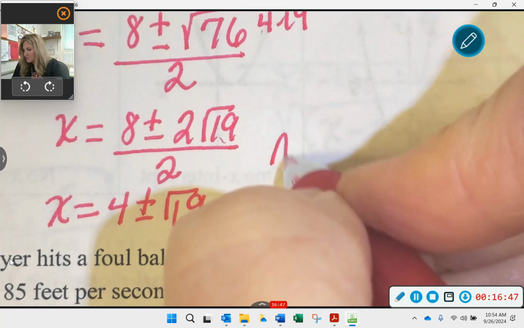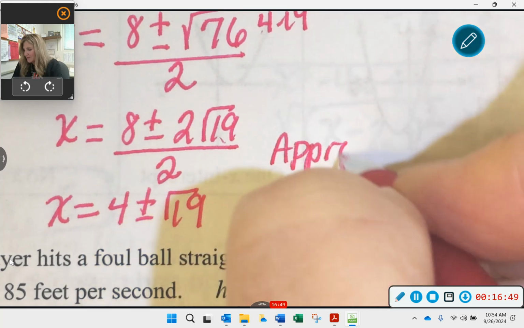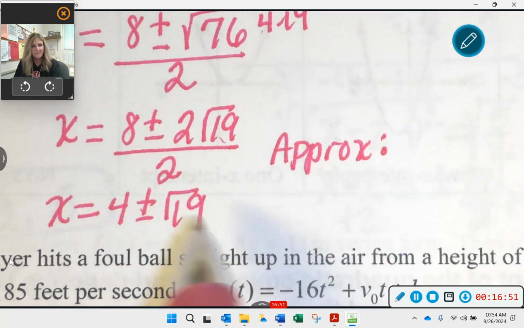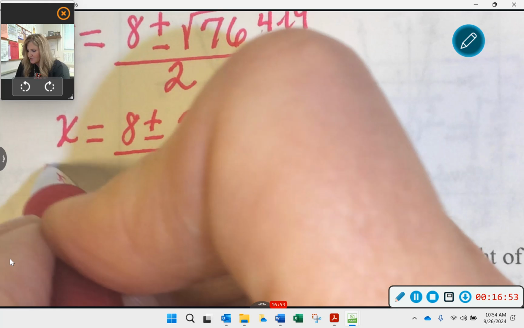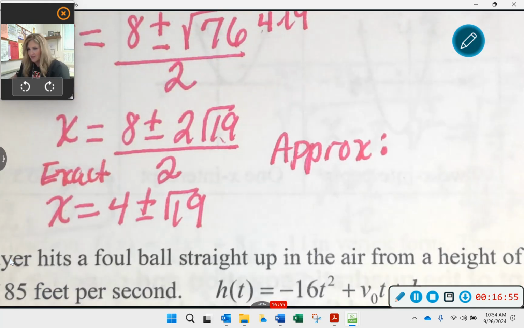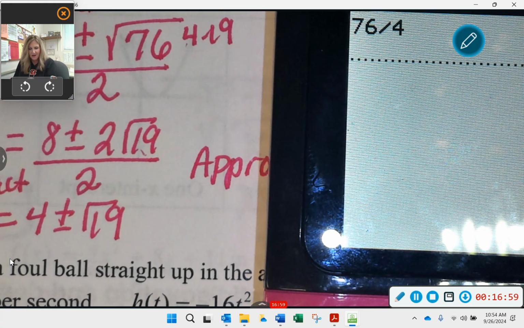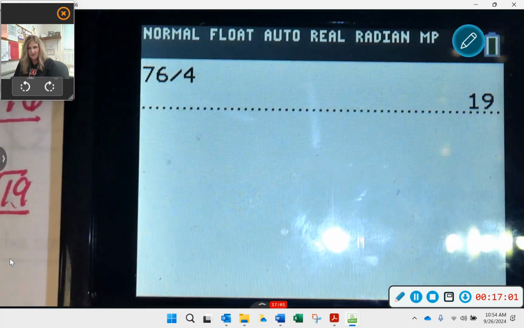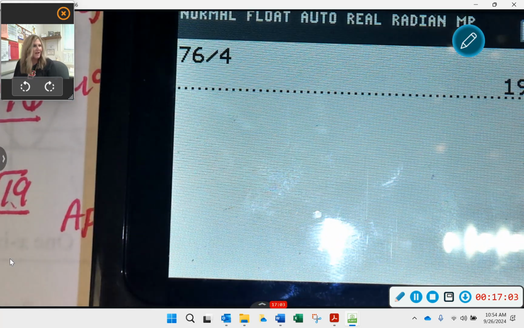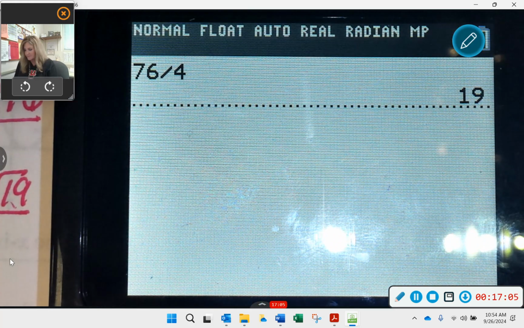Now, on a test, you might also be asked to find the approximate solutions. Exact solutions have radicals in them. Approximate solutions are when we plug these into our calculator. Try it out if you have your calculator handy.